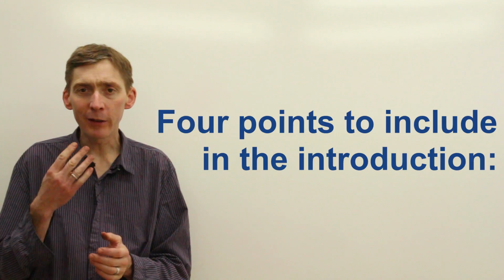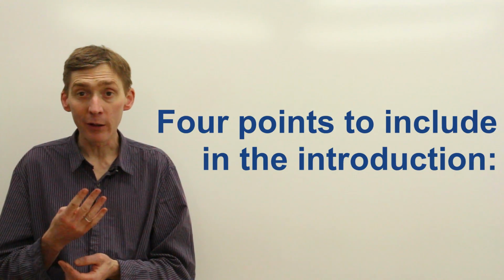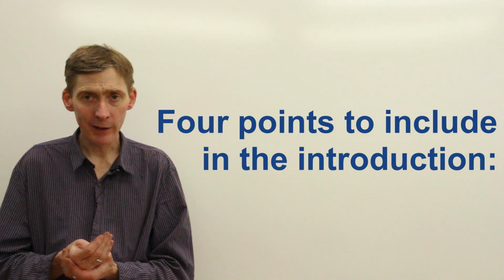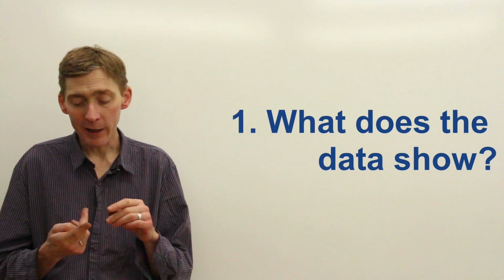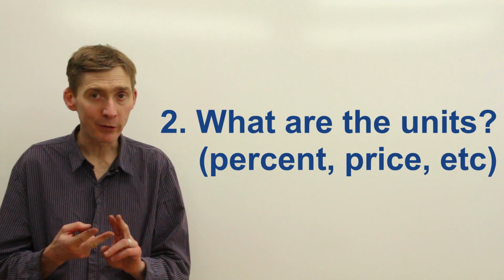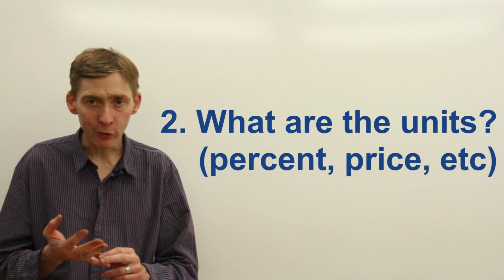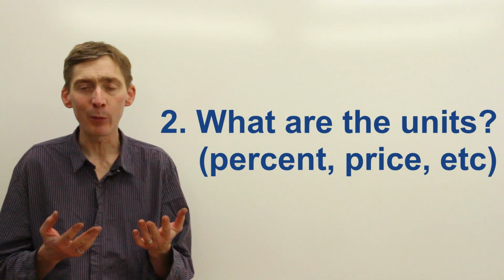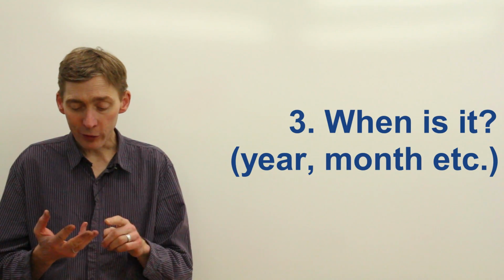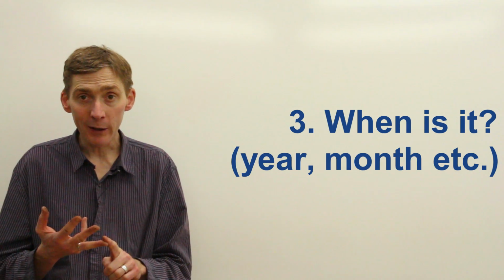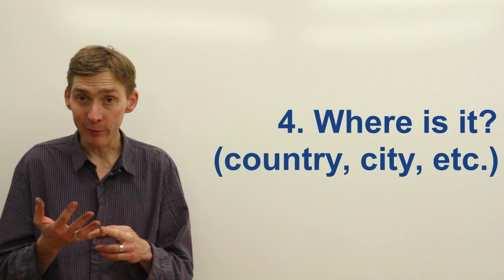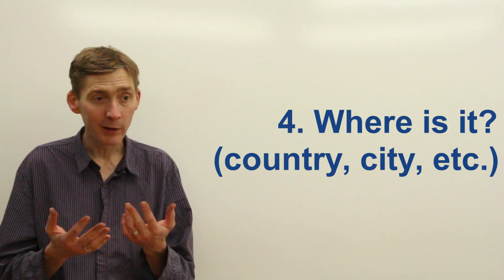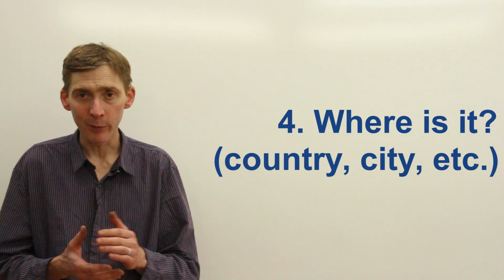Now, I always tell my students that there are basically 4 things which we can and should perhaps include in the introduction. Number 1. What does the data show, of course, and the units it tells you in. Is it a percentage, a price, the population, in millions of tons of something, for example. Also, when, between what years or what period is that we're talking about, and finally, where, if that information is available. Is it Australia, Japan, which countries, which cities, etc., etc.